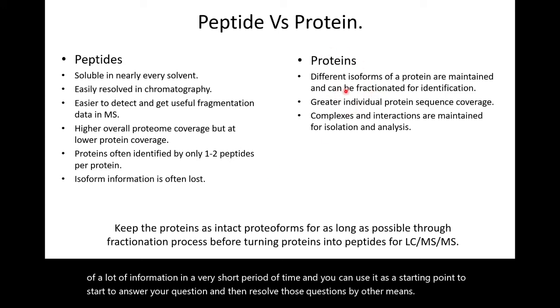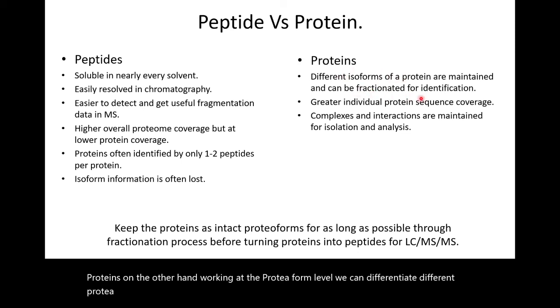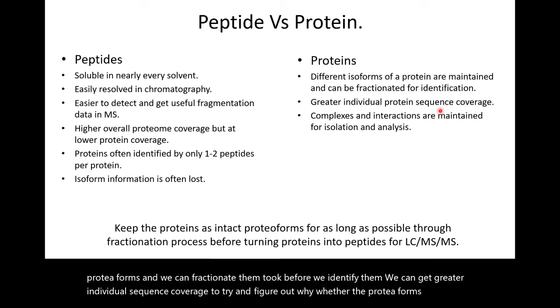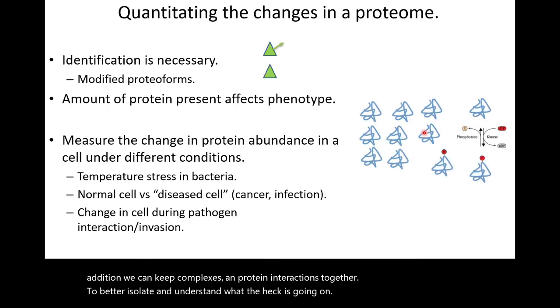Proteins, on the other hand, working at the proteoform level, we can differentiate different proteoforms and we can fractionate them before we identify them. We can get greater individual sequence coverage to try and figure out whether the proteoforms are due to amino acid substitutions or whether they're due to post-translational modifications. And in addition, we can keep complexes and protein interactions together to better isolate and understand what the heck is going on.